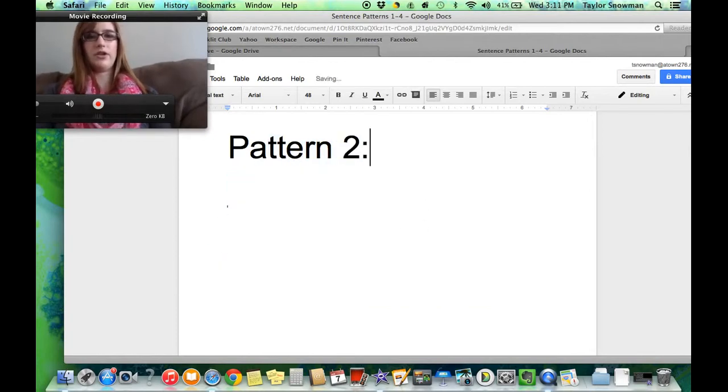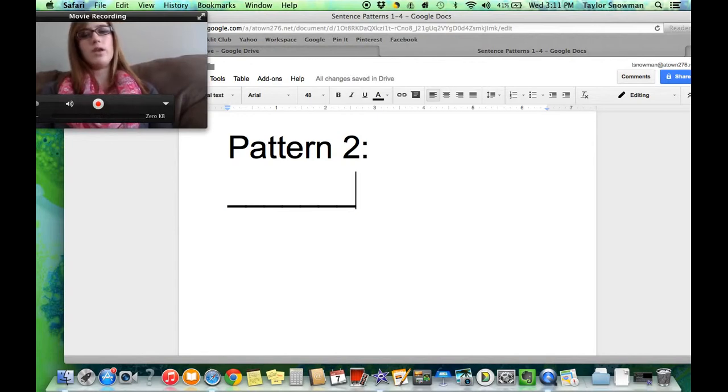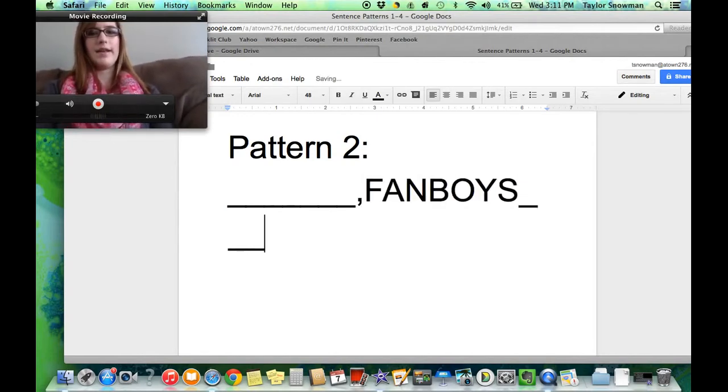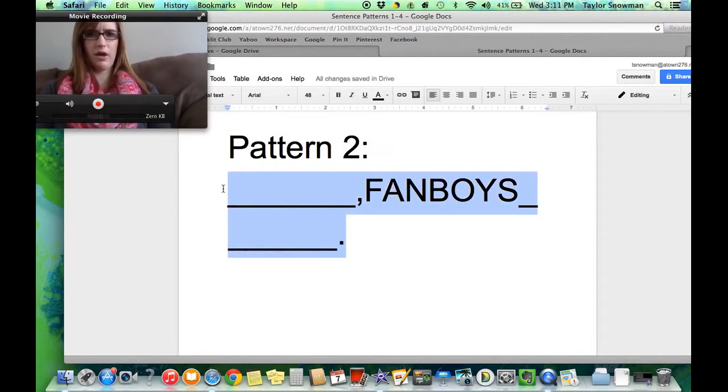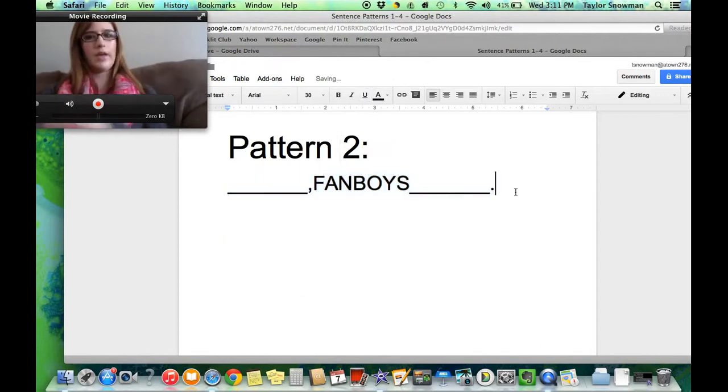Let's go on to pattern 2. Okay, pattern 2. That is, bam. So you have an independent clause. You have a comma, you have a fanboys, and another independent clause. Period. Okay, that's what a pattern 2 looks like.